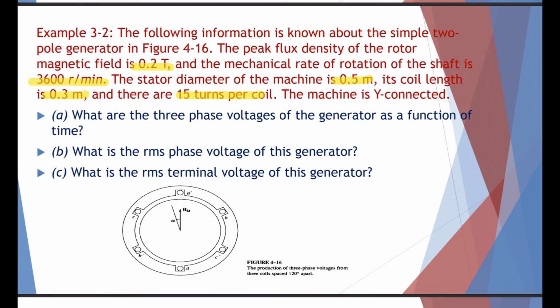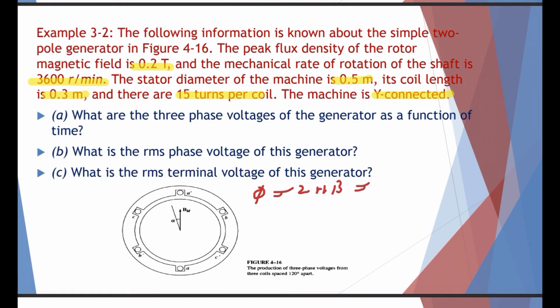And there are 15 turns per coil. The machine is Y connected. A. What are the three phase voltages of the generator as a function of time? Okay, so before we solve this problem, we have to find the flux in the machine. So flux in the machine is equal to 2RLB.